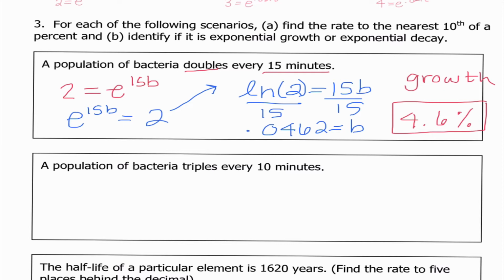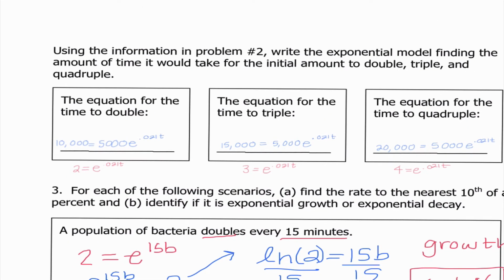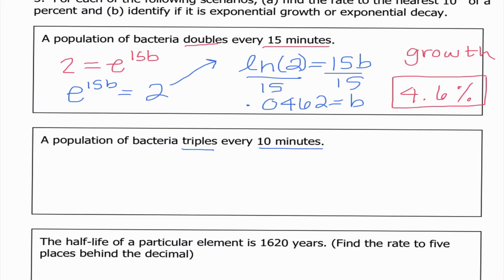Okay, next, a population of bacteria triples every 10 minutes. So once again, we are not given an initial amount. And I want to stress that if we are given an initial amount, like in number 2 here, we could solve correctly using either of these 2 methods. It does not matter. They are both correct. In this case, though, we don't know enough information to do that, so I'm going to have to skip and say 3 because it's tripling is equal to e to the 10b power.